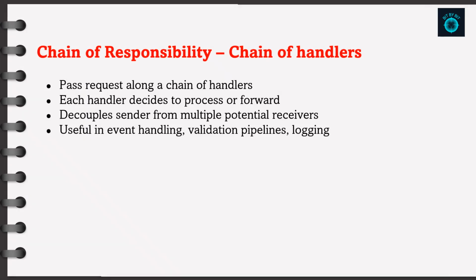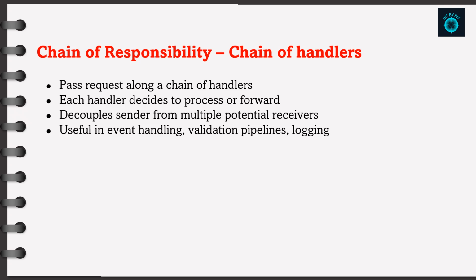Chain of responsibility: chain of handlers. The chain of responsibility pattern lets you send a request through a chain of handlers until one of them handles it. Each handler either processes the request or passes it to the next handler in the chain.